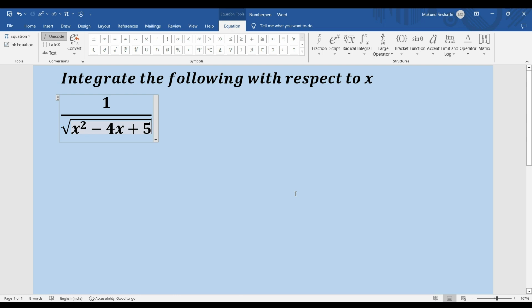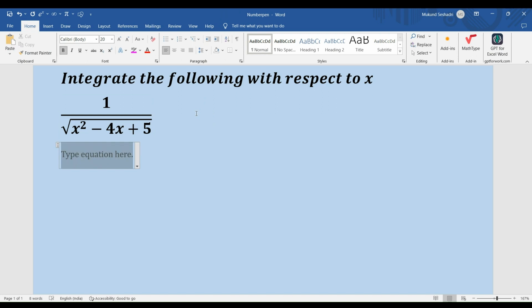So there we have the problem on the screen. Integrate the following with respect to x. We have 1 divided by square root of x square minus 4x plus 5. So what we've been given is dy by dx and we've been asked to find y. My y is nothing but integral of the given expression. So let's write down what our y is.